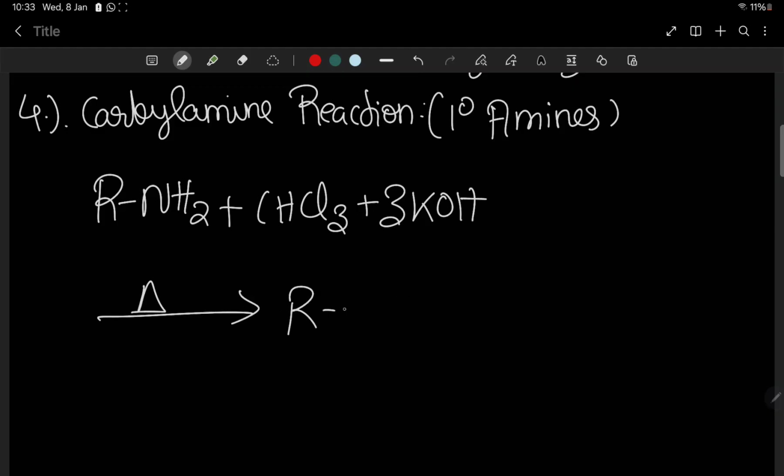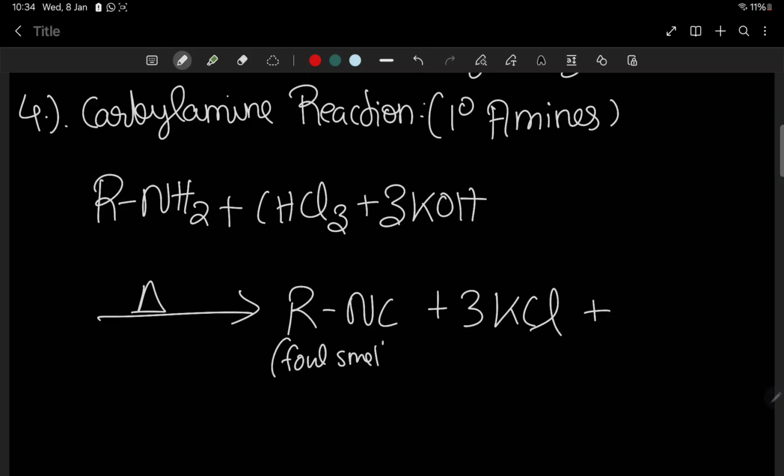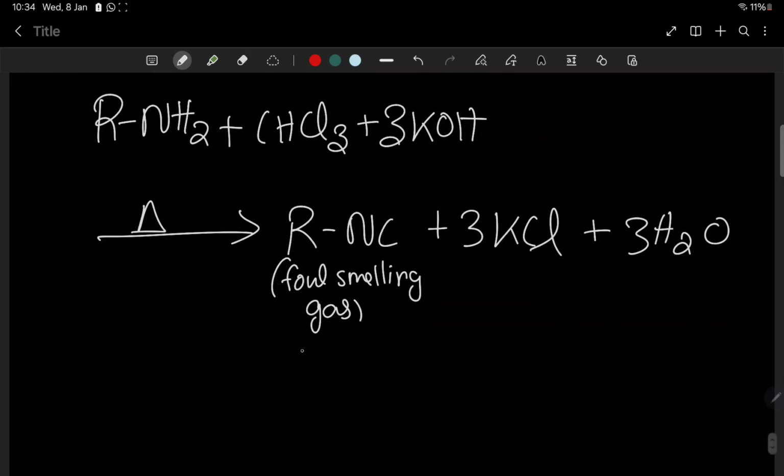Then we get a foul smelling gas. The smell of the gas is very foul. A very bad smell, a foul smelling gas is evolved, along with 3KCl plus 3H2O. This gas is called isocyanide or isonitrile. Isocyanide. This gas is foul smelling.